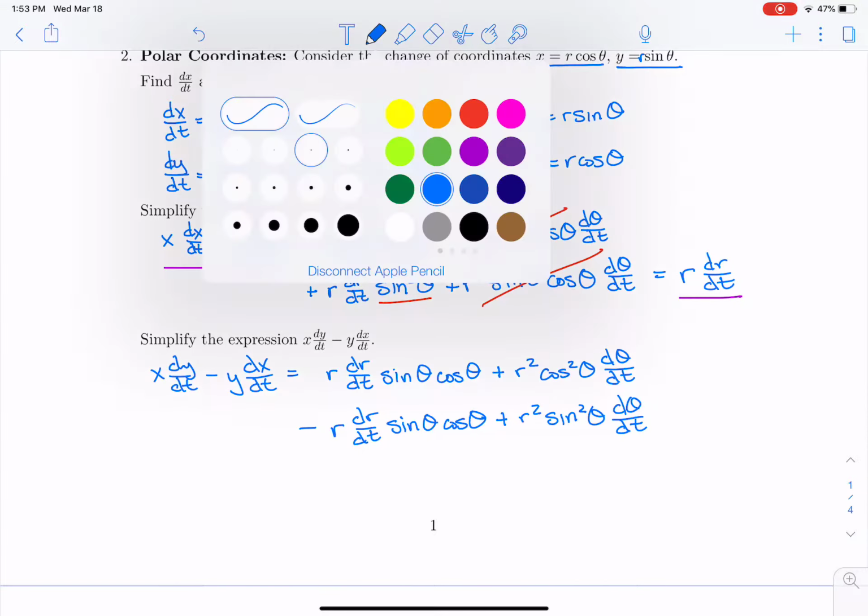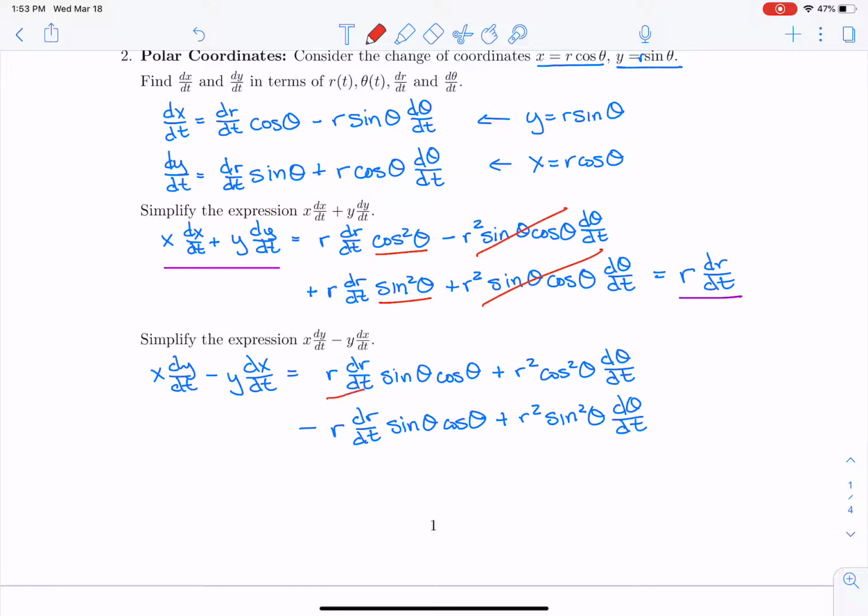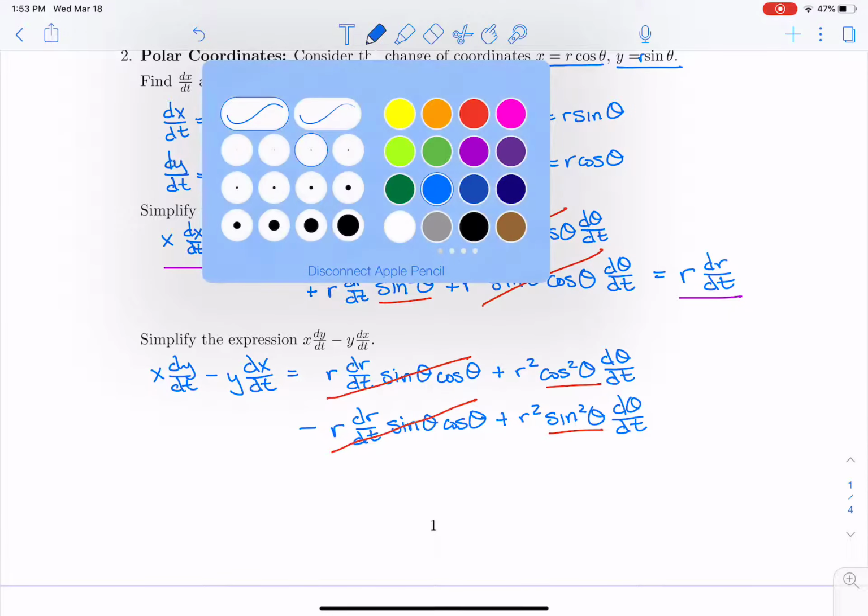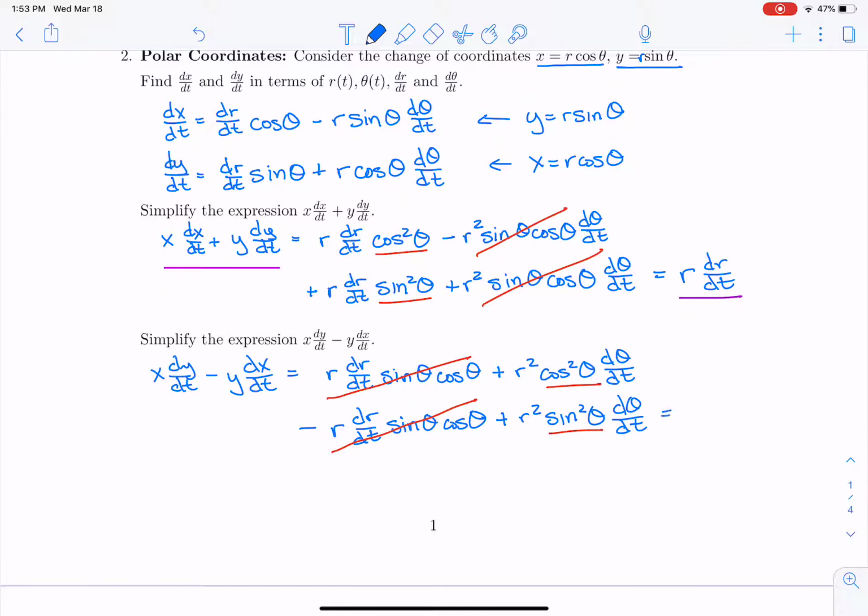And again, I have that the first and third terms cancel, and then I see a cosine squared and a sine squared in the second and the fourth terms. And so I get that these add up to r squared d theta/dt. And that tells me r squared d theta/dt is equal to x dy/dt minus y dx/dt.